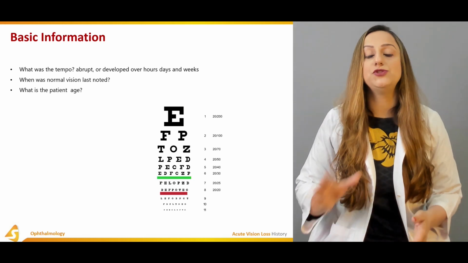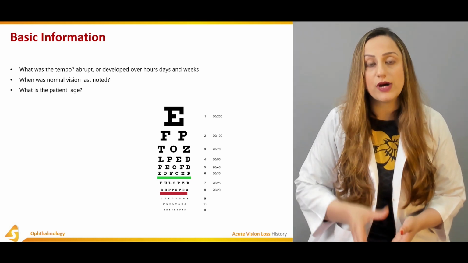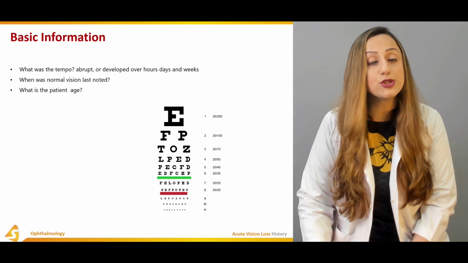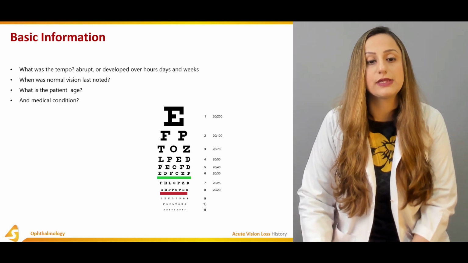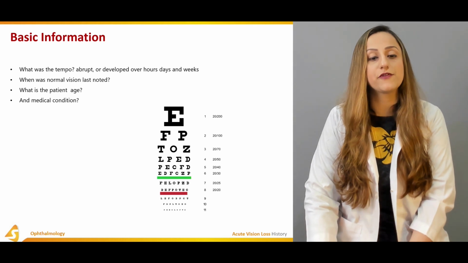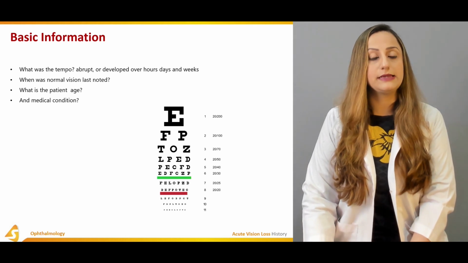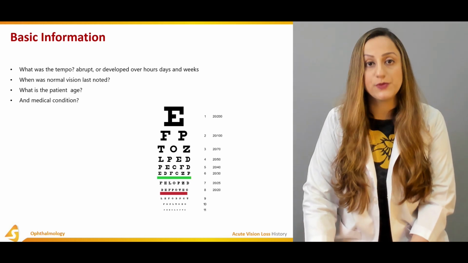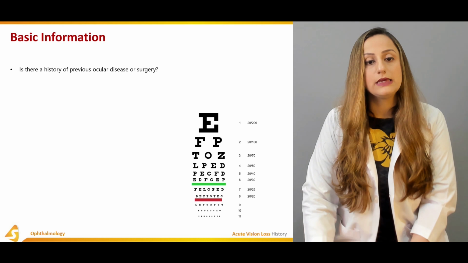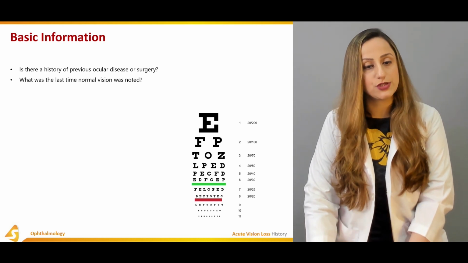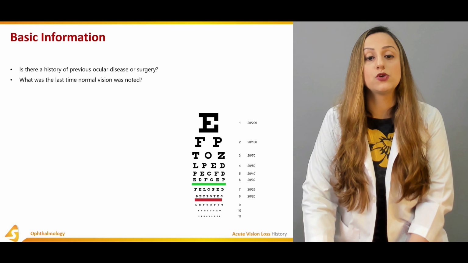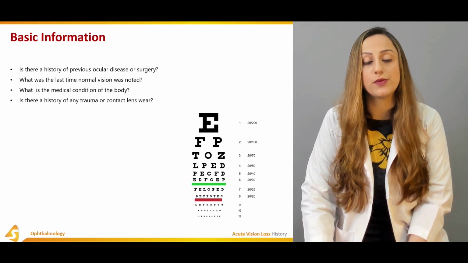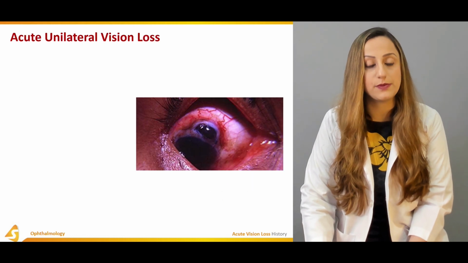The age, the gender, the family history, drug history, systemic and ophthalmic history are going to be taken in detail in that particular patient. And if he or she is suffering from any kind of medical condition, for example diabetes mellitus, hypercholesterolemia, or hypertension, they have to be highlighted over here. Is there a history of previous ocular disease or surgery, or what was the last normal vision noted? What is the medical condition of the body? Is there a history of any trauma or contact lens wear in the patient?